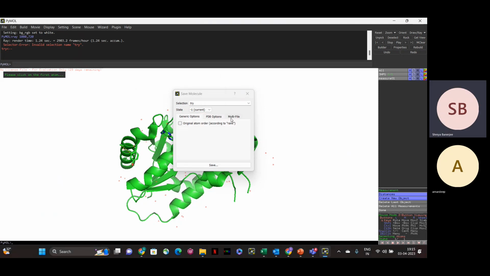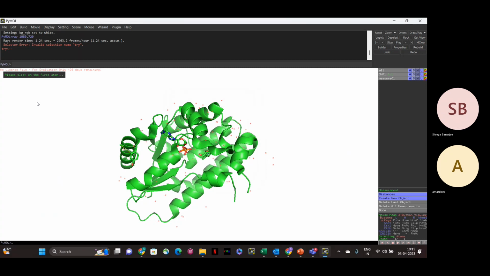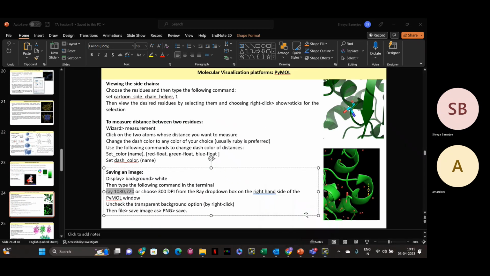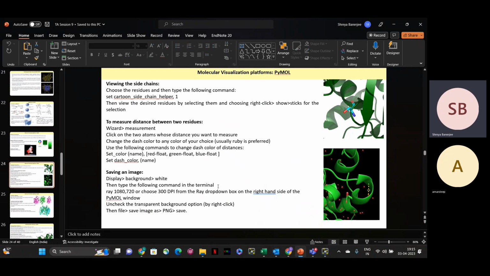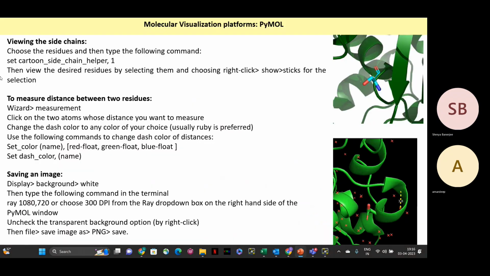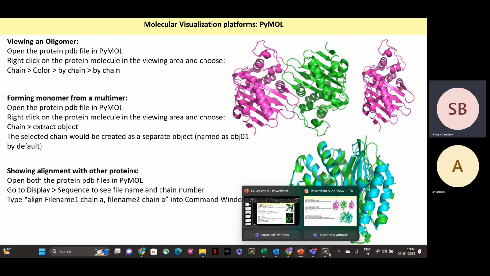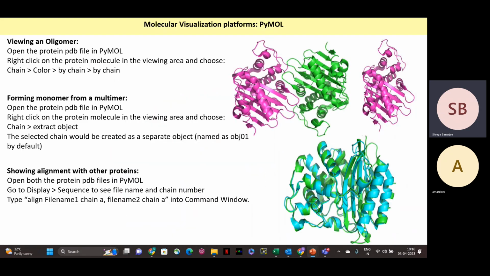Okay, there is some error right now. Oh, it is still in measurement mode. That's it. Anyway, so you have seen how to find the distances. So next we will see molecular visualization. If you want to view an oligomer, now I'll open an oligomer and show how the oligomer can be viewed.